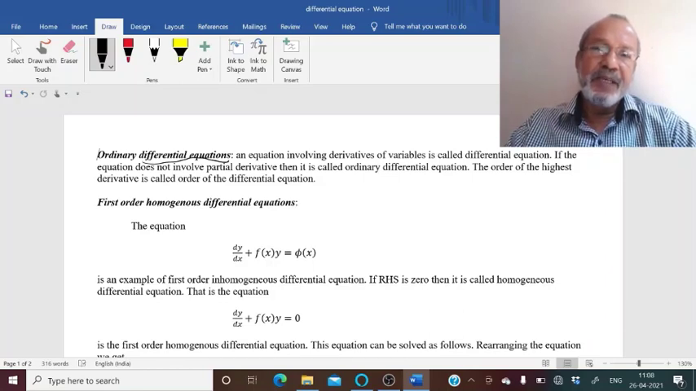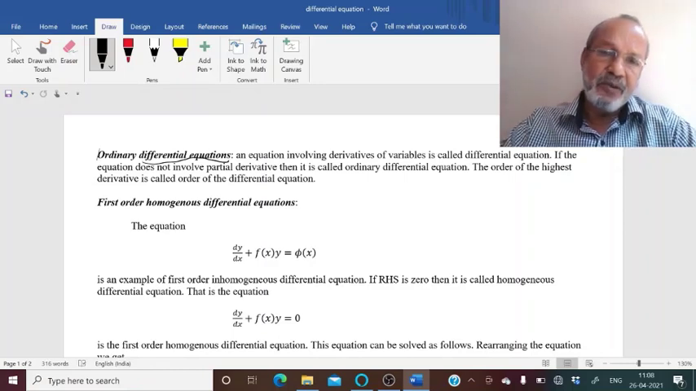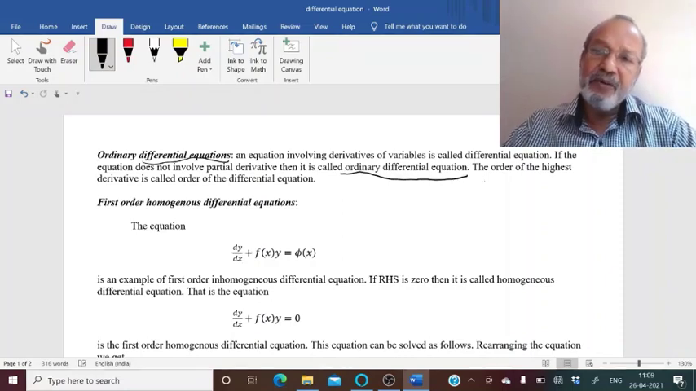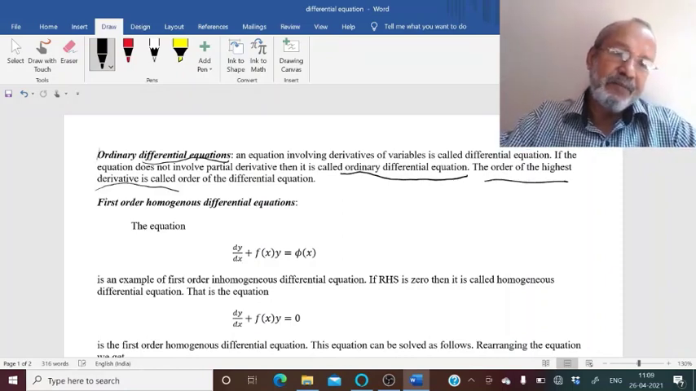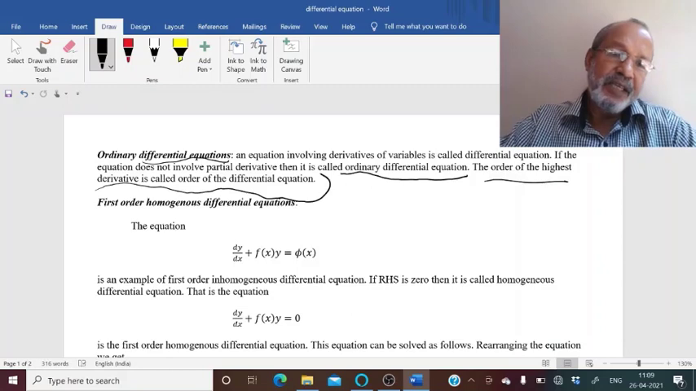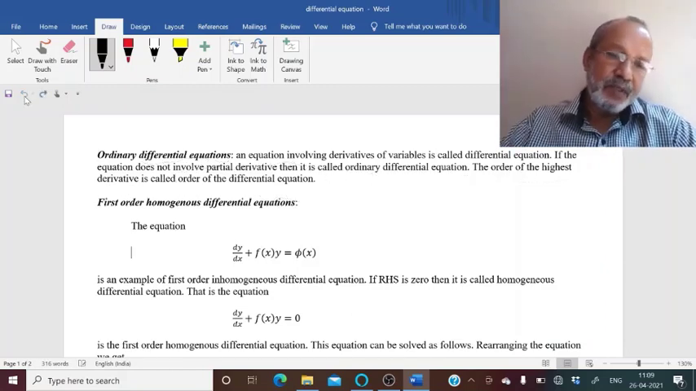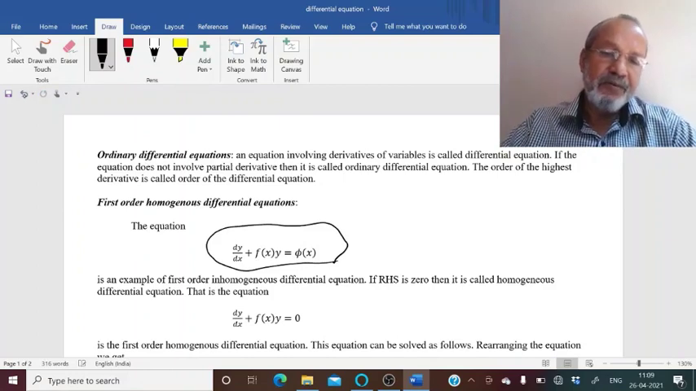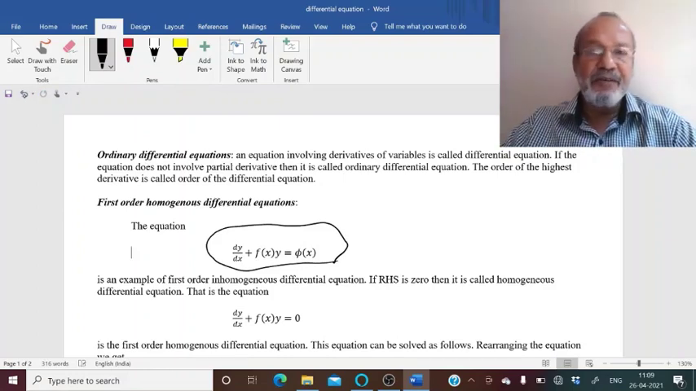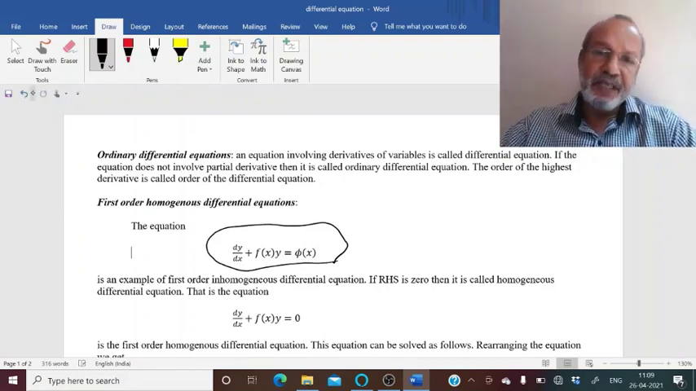But if partial derivatives are not involved, and only an ordinary derivative is contained in the equation, then the differential equation is called an ordinary differential equation. And the order of the highest derivative is called the order of the differential equation. For example, this differential equation contains the first derivative, so it is called a first order differential equation.